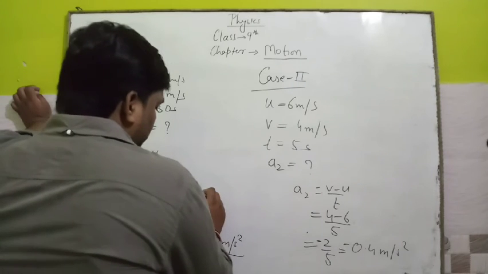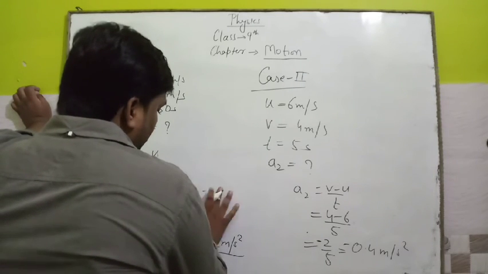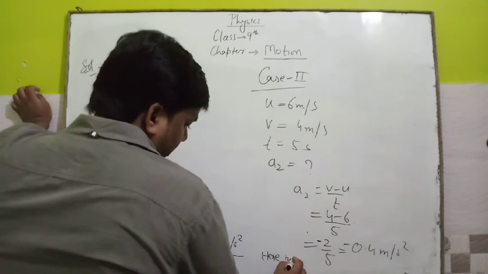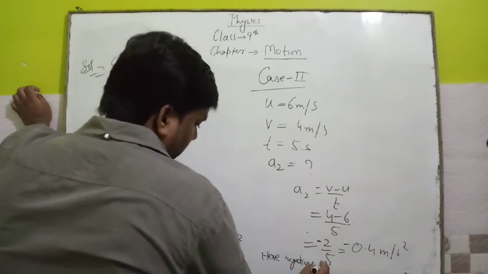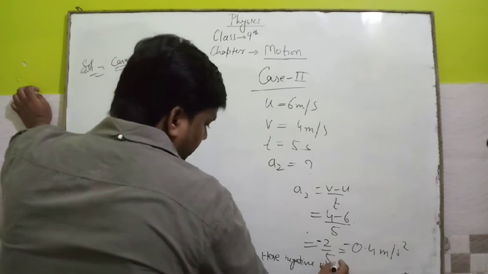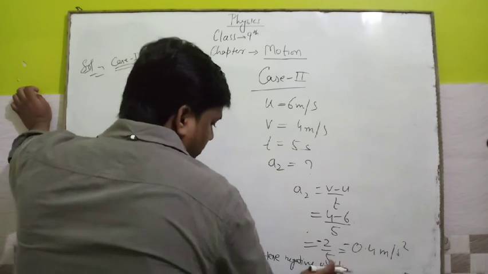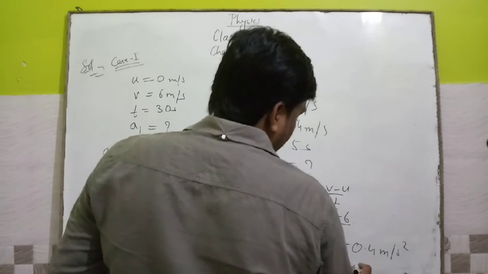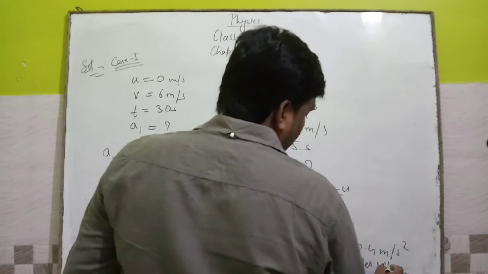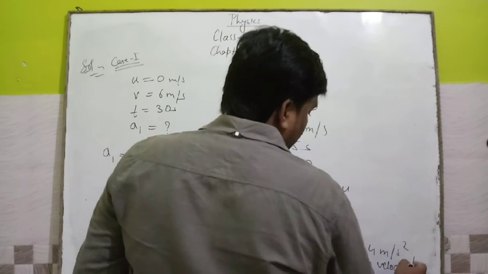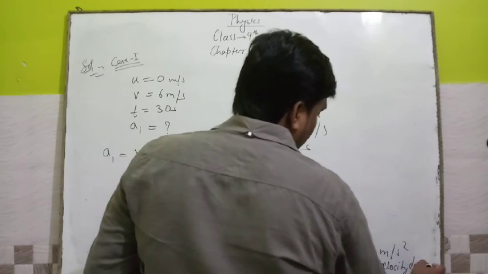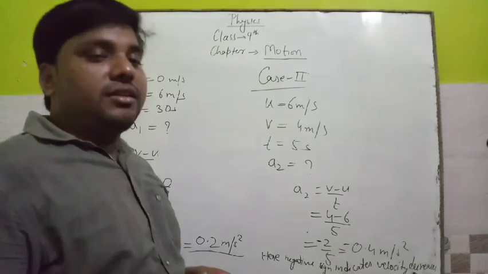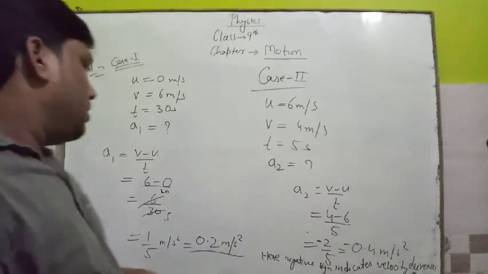Right, here the negative sign indicates velocity decreases, or in one word you can say that in this case the negative sign indicates retardation. Clear? Okay, note it.